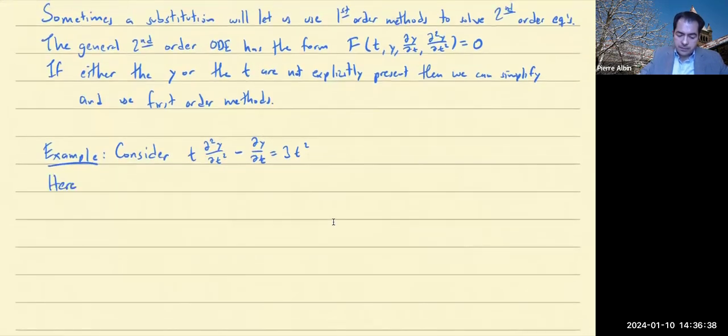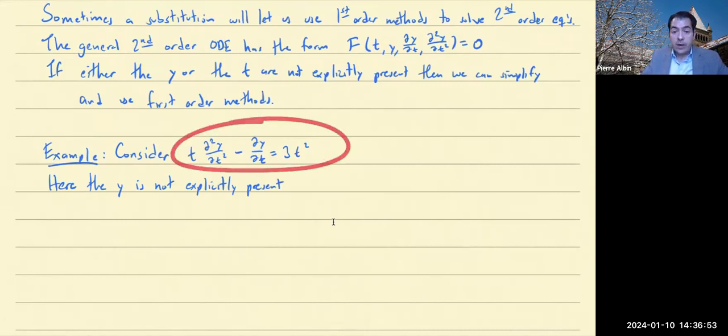So here, the y is not explicitly present. So what you want to do is think of this as being an equation, not for y, but for dy dt, right? If you think of this as being your dependent variable, then only one derivative of it shows up. So you've ended up with a first order differential equation just for the derivative of y with respect to t instead of y.